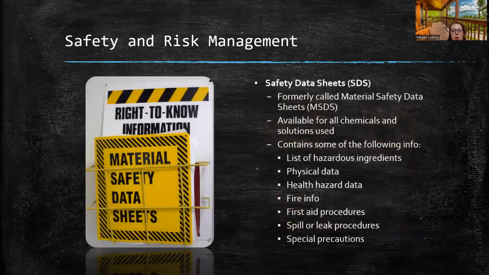Okay, you're also going to be doing basically a research paper on material safety data sheets. So it's important for you to know that the chemicals you use in sterile processing can be very harmful to you if they're not handled appropriately, or if something happens, you need to know how to handle it.